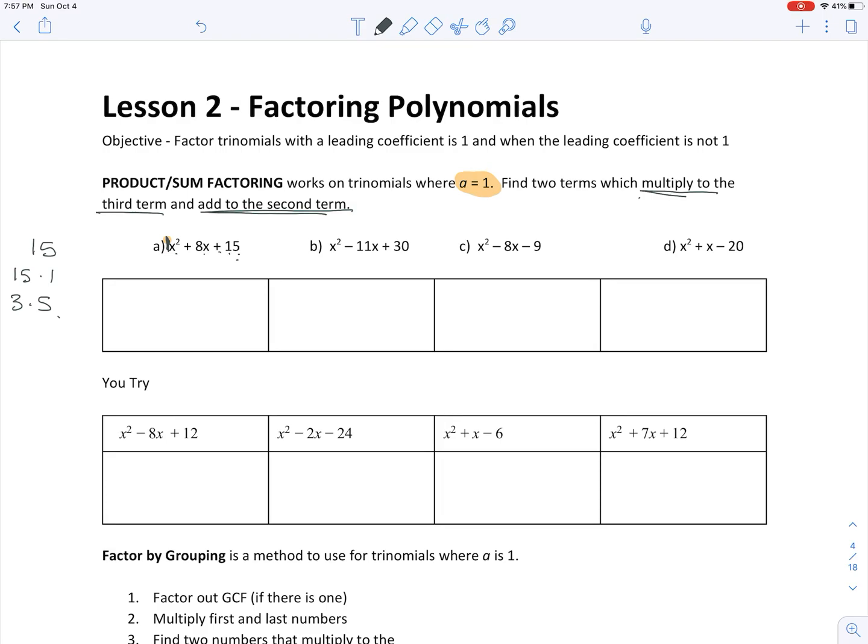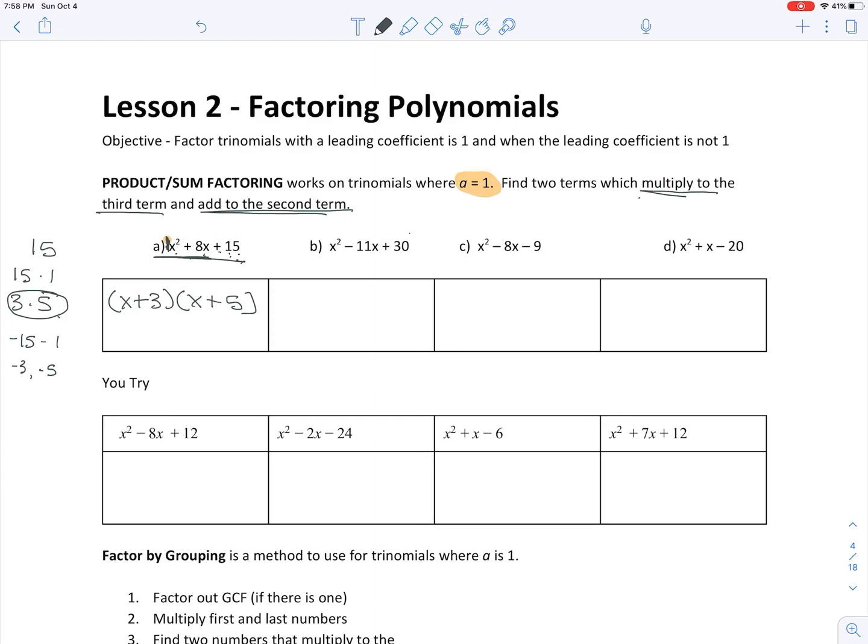Now, one thing I want to say, because this is positive, either both of my terms are positive, or I could also look at negative 15, negative 1, negative 3, negative 5, because they both would have to be negative to multiply to get a positive 15. So which set of these numbers will add to get positive 8? And that's 3 and 5. So because the coefficient is 1, I can just simply say this is x plus 3 times x plus 5. Now, if we were to multiply this out using FOIL, we would see that that answer would take us back to this one. Okay? Alrighty?